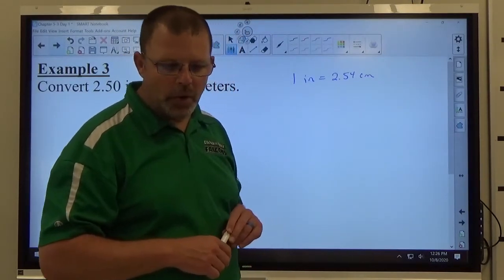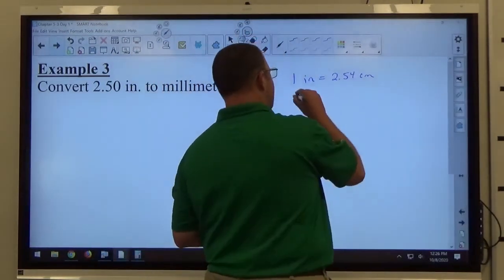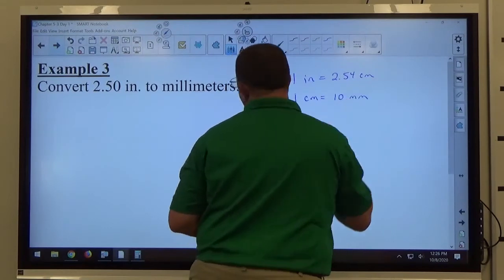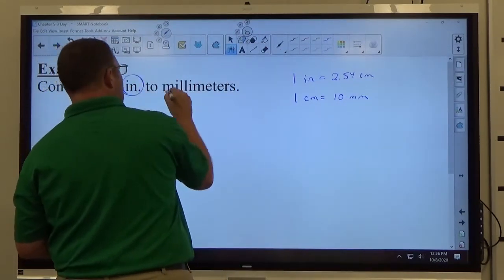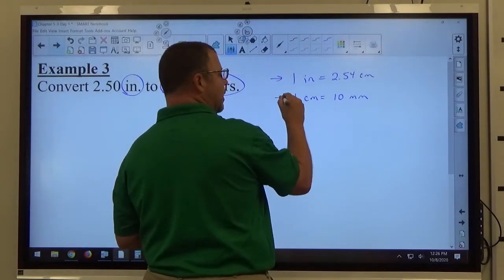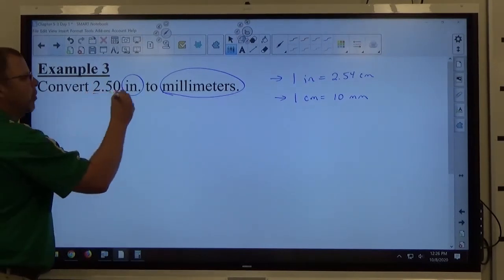And then also a centimeter, 1 centimeter is equal to 10 millimeters. Because again, I want to go from inches to millimeters. This will get me to centimeters, then I need to get from centimeters to millimeters, so I need 2 converters to do that. And again, I'm converting 2.50 inches.